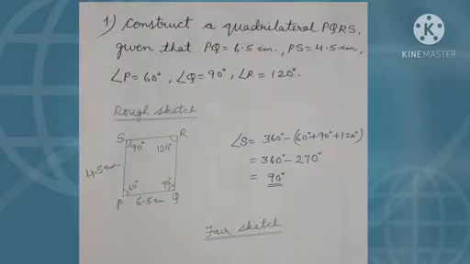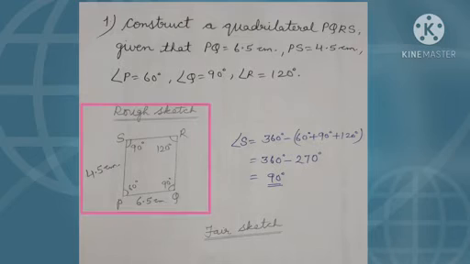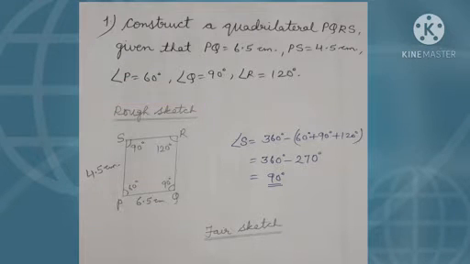Without proper measurements, we draw its rough sketch, write the name PQRS, and mark PQ 6.5 cm, PS 4.5 cm, angle P 60 degrees, angle Q 90 degrees, angle R 120 degrees. To construct angle R, we need the measure of side QR, which is not given in the question. So we will find the measurement of angle S, as the length of side PS is given.